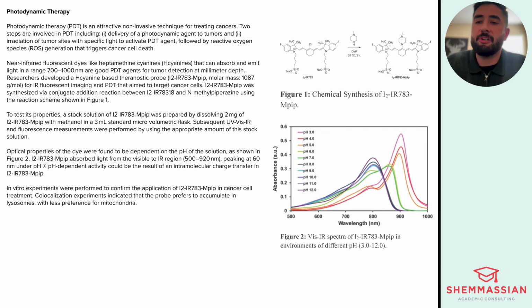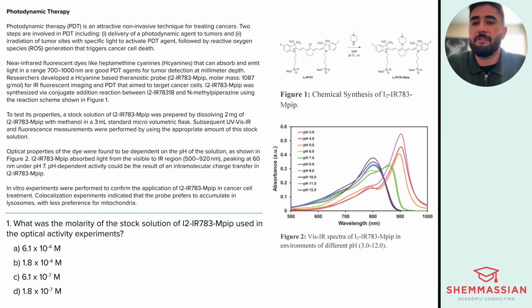All right, so let's jump into question 1. The question states, what was the molarity of the stock solution of MPIP used in the optical activity experiments? So recall that when we're doing questions, we're always looking for keywords. Sometimes I call them puzzle pieces, sometimes I call them crumbs. Pretty much they're keywords that would help me navigate to certain areas in the passage, or keywords that help me answer the question by using the answer options almost as a reference.